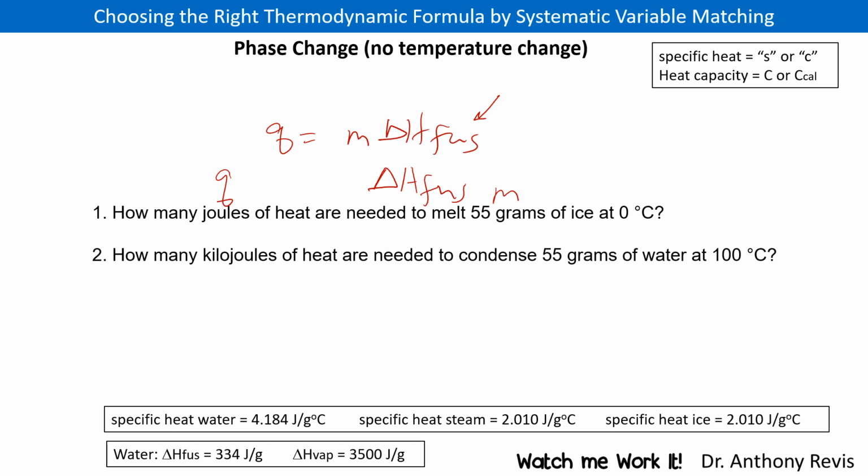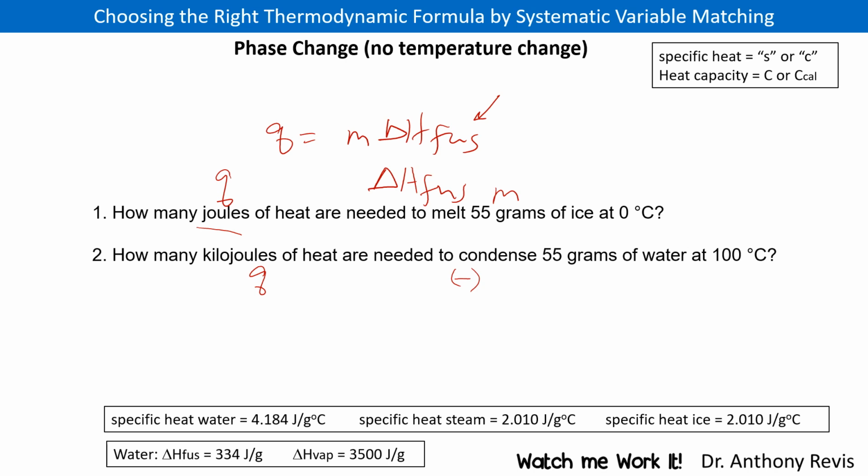Next, how many kilojoules of heat are needed to condense 55 grams of water at 0 degrees C? In this particular case, we look for Q in kilojoules. In the first one, we look for joules. Here we look for kilojoules. Okay, of heat are needed to condense. Condense, that's actually going to come out as a negative value. I'm just going to keep an eye on that.